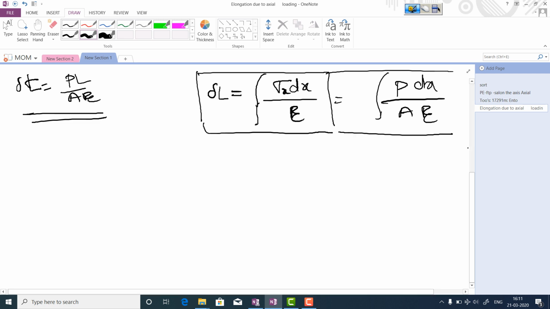This is the two equations. That means we can use these equations when the load, area, and elastic modulus are constant, and if any one of these three varies, then we can go for the other equations. To understand this better, let's take an example.